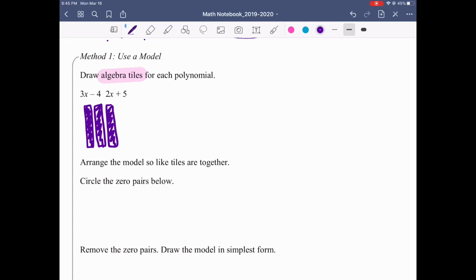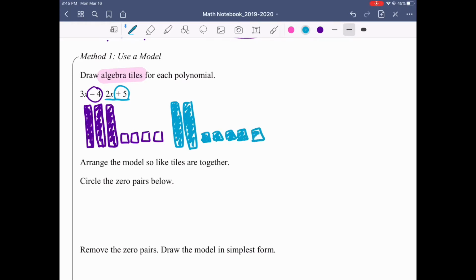And then negative 4. So it's minus 4. But we mentioned before that you basically just take the sign in front of the term as what it is. So we have minus 4, so negative 4. And then for our second term, we have 2x, so 2 x's, and they're positive, so we're filling them in. And then plus 5, so 5 positive 1 tiles. 1, 2, 3, 4, 5.